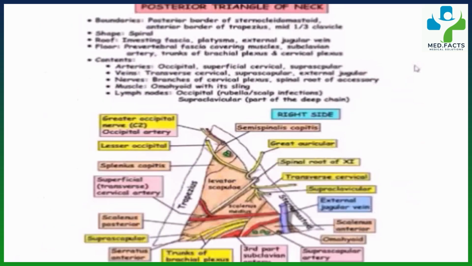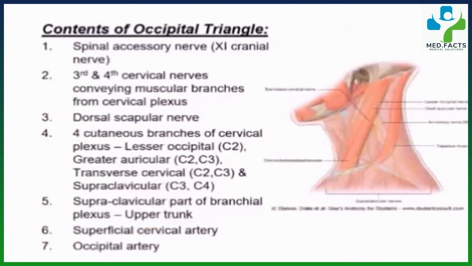You can see this picture where the contents have been shown. Here is the occipital artery along with the greater occipital nerve. Here we can see the superficial cervical artery, also called the transverse cervical artery, and here you can see part of the brachial plexus. So all these are the contents of the occipital triangle. One of the most important contents is the spinal accessory nerve and the occipital artery and other structures which are shown here.